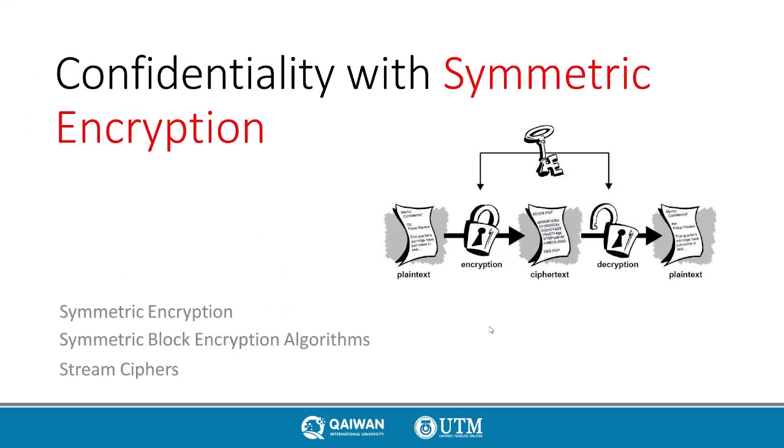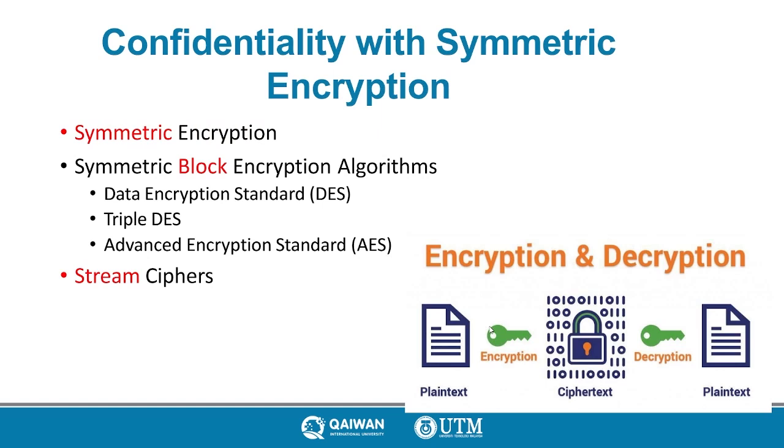Now, confidentiality with symmetric encryption: symmetric encryption, symmetric block encryption, stream cipher. We will have symmetric encryption, which would be the standard encryption. One key will be used for both encryption and decryption. And we will have symmetric block encryption algorithms, which would be DES, triple DES, or AES, and we will also have stream ciphers. So we will have symmetric encryption, symmetric block encryption, and stream cipher.